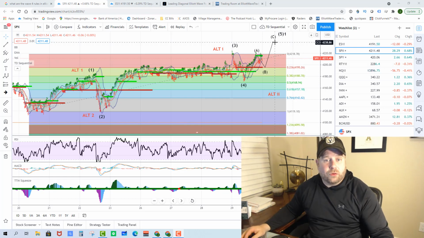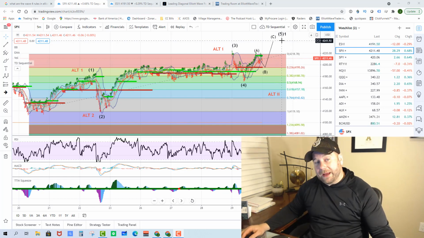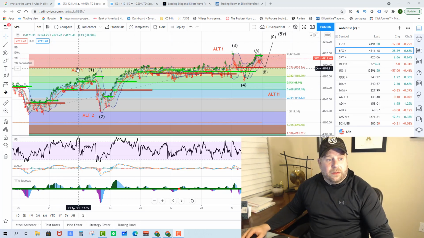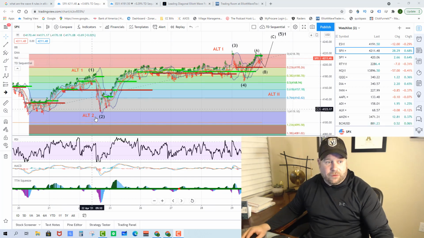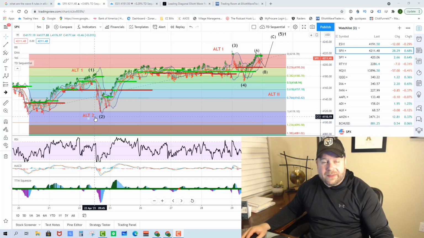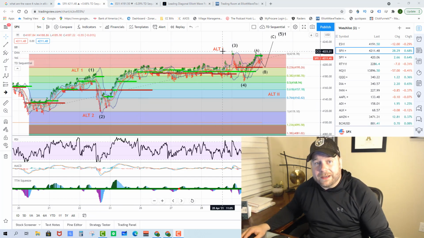As I said, the first two waves are very hard to get on paper because it's a constantly moving target until everything is in place. Now our alternate path is that this was wave 1 complete over here. All of wave 2 is down here. And then subwave 1 of 3 is here. Okay, the peak this morning would be subwave 1 of 3.